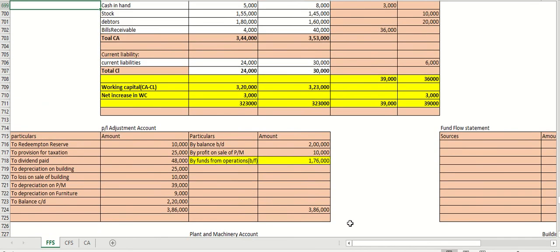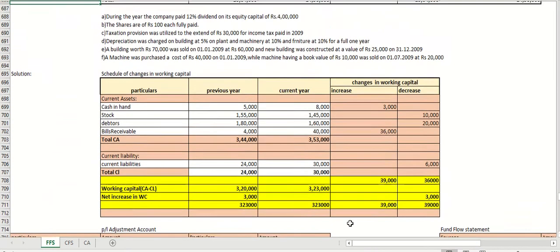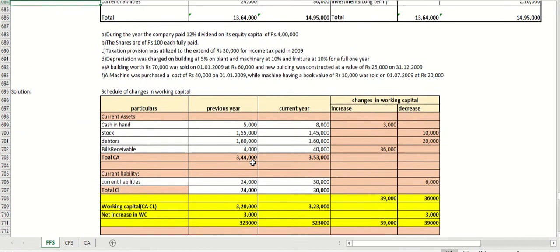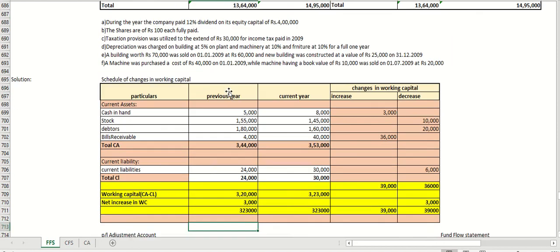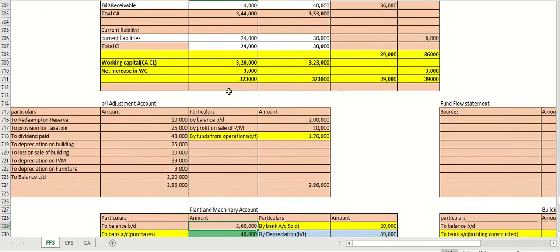Moving on to our next account, which is provision for taxation. So if you see provision for taxation, the last year it is 40,000, the current year it is 35,000. So opening balance is 40,000, closing balance is 35,000, and the tax paid is 30,000. So this is what is given in the question. So we'll prepare the ledger account accordingly.